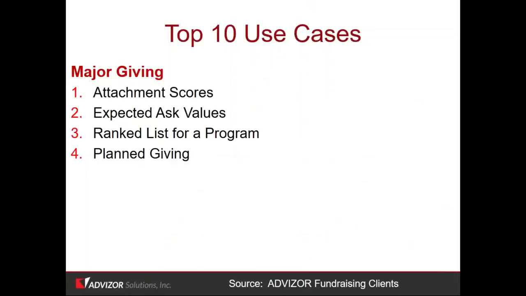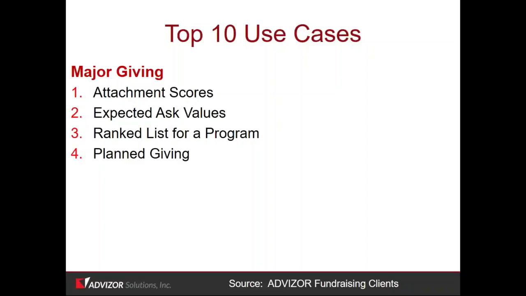So, top 10 use cases. This is from our work, and over and over again, major giving attachment scores are probably the number one use we see of predictive modeling. It's trying to look at all the expressions of opt-in interest. Somebody comes to a reunion, they come to an alumni event, they make a gift, they click on a newsletter, they're telling you they're interested in you, and that, aligned with capacity, are probably the two best predictors of somebody's ability to make a larger gift.